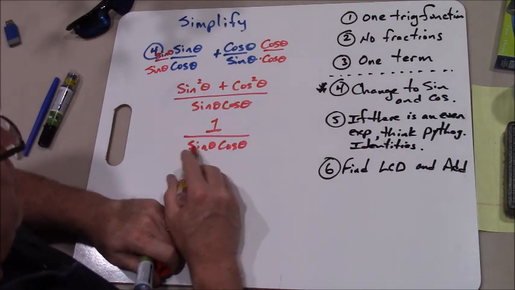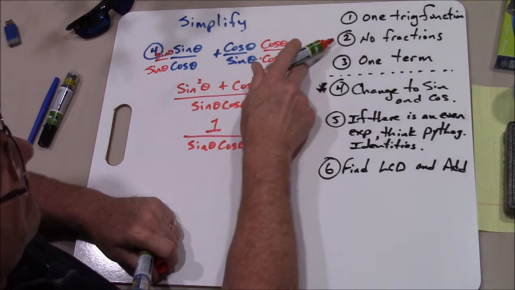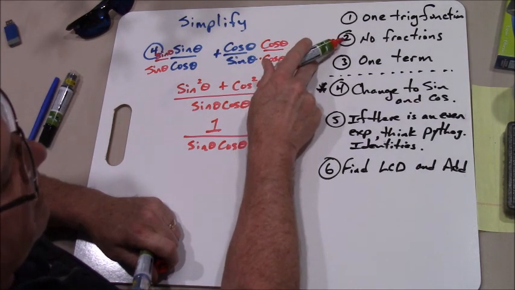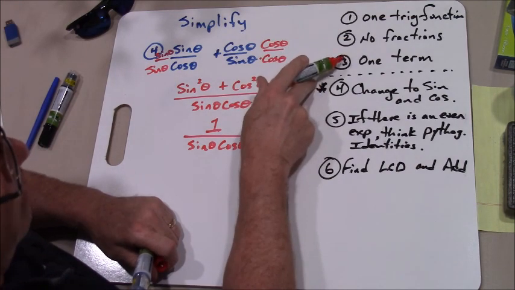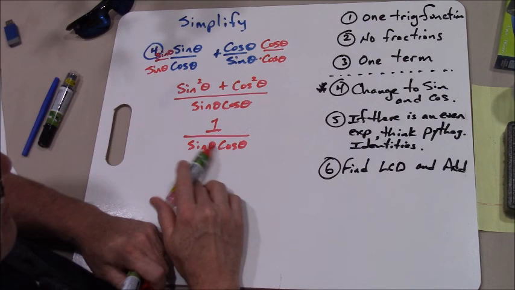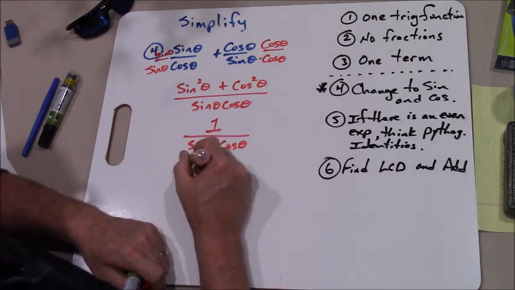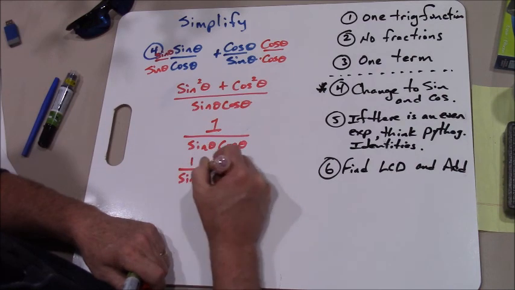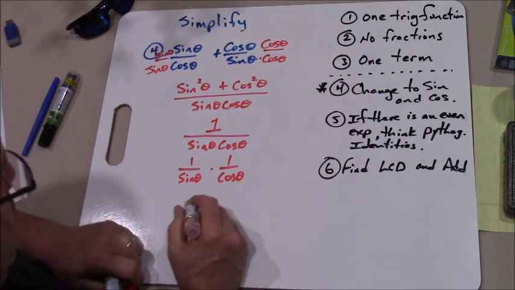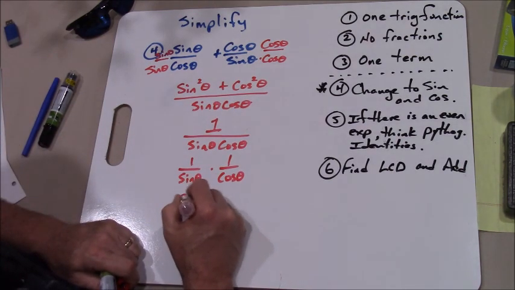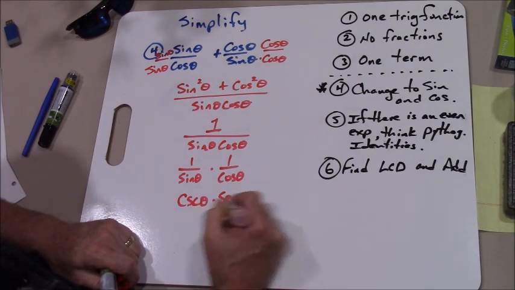And I don't really think this can simplify any farther than this, other than I do think I can get rid of the fractions, but I'm not going to have just one trig function. I will have one term. I'm not adding or subtracting anything here, but I think I'm going to have two trig functions. I'm going to think of this as 1 over the sine of theta times 1 over the cosine of theta. And so to get rid of the fractions, I would call this a cosecant theta times a secant theta.